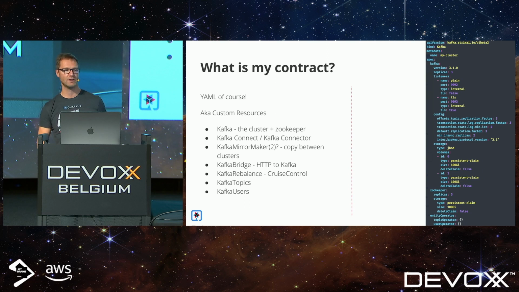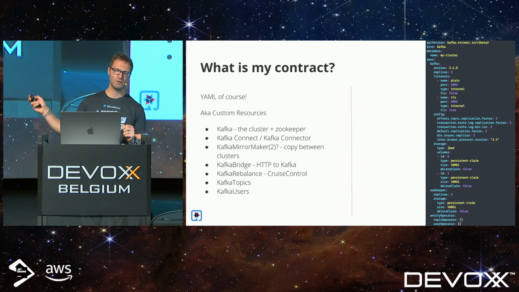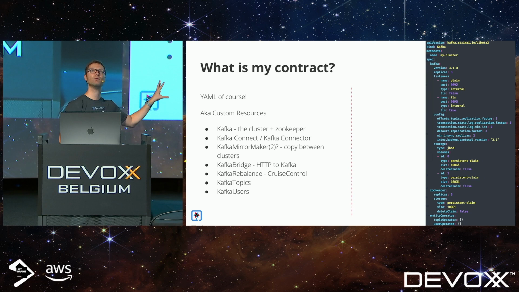MirrorMaker is about copying. Kafka Bridge is a bit less known in the Kafka ecosystem, but if for some reason you cannot reach Kafka with the native protocol and you need an HTTP-based solution between a faraway client and Kafka, the bridge is here for that. Kafka Rebalance, we'll mention a bit later in the conversation, but it's how to make the cluster behave a bit more homogeneously. And topics and users is how you describe those. So these are resource intentions that you can express.